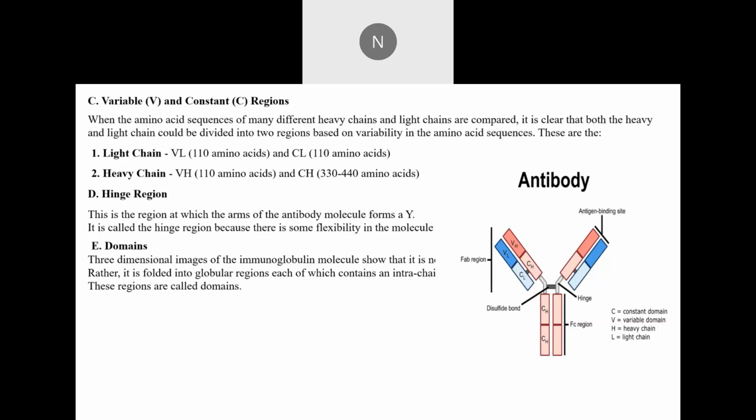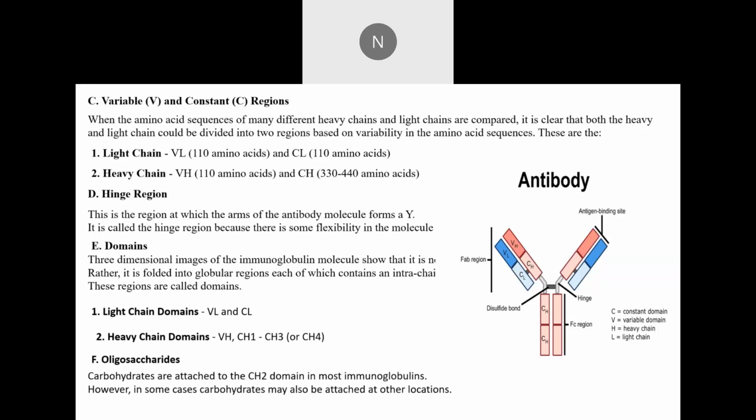What are all the various regions: hinge region and domains, and their light chain domains and heavy chain domains are there, and also some oligosaccharides are there, because I told you it's a glycoprotein. Carbohydrates are attached to the constant heavy chain 2 domain in most immunoglobulins. However, in some cases carbohydrates also may be attached at other locations.